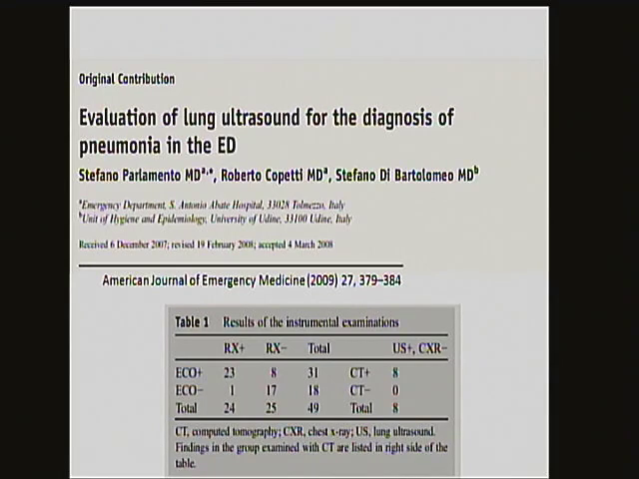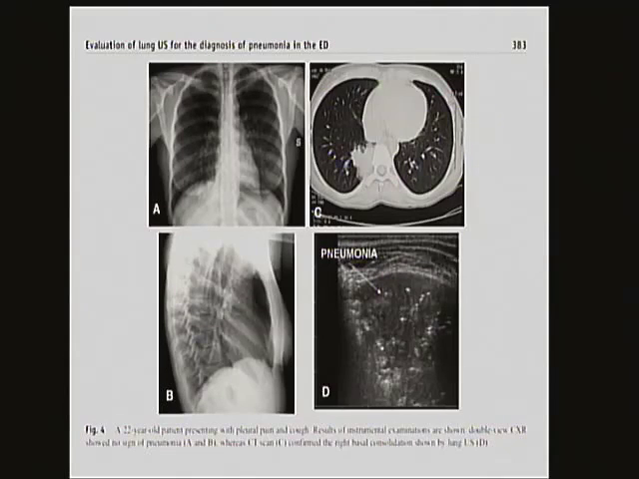Maybe we could skip a few of those chest X-rays and use lung ultrasound to monitor them instead. This is another one comparing echo or ultrasound and chest X-ray compared to CT. Again, these are the same pictures you'll see over and over. You'll see these non-specific chest X-rays, and you'll see that ultrasound can find this consolidation because of the B lines, the pleural abnormalities, and the consolidation.